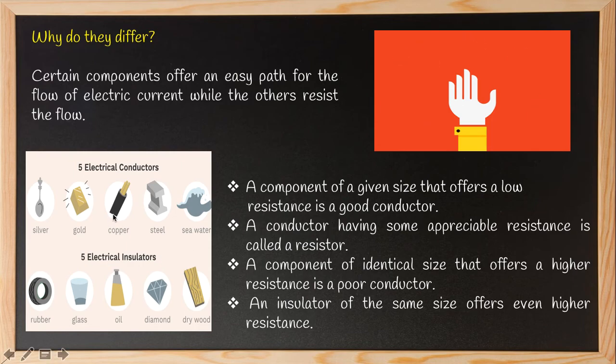Electrical conductors like silver, gold, copper, steel, and seawater have low resistance, and that is why they allow more current to pass through them. Hence, they are good conductors. Rubber, glass, oil, diamond, and dry wood are insulators because they have high resistance and don't allow electricity to pass through them very easily. That is why they are bad conductors of electricity.